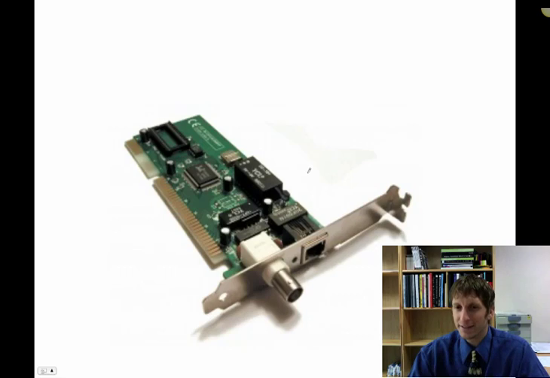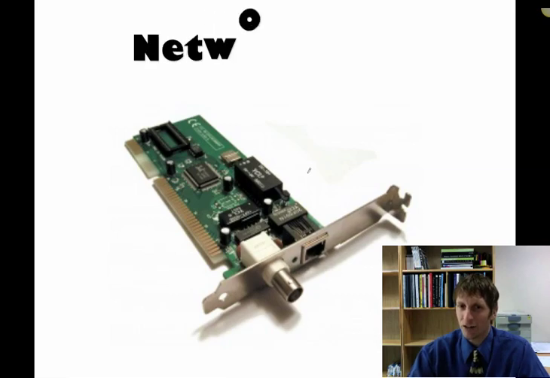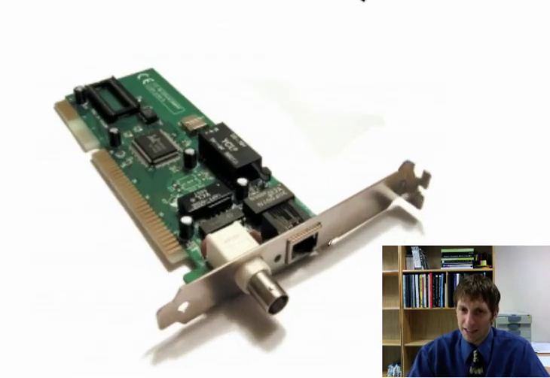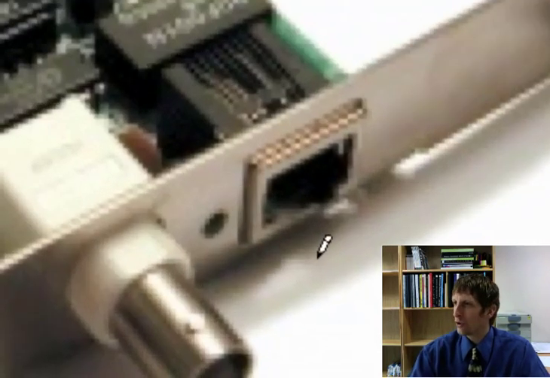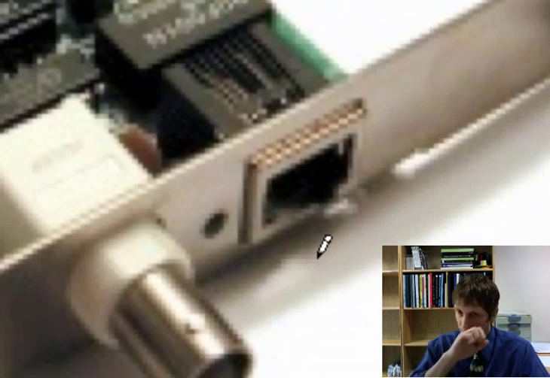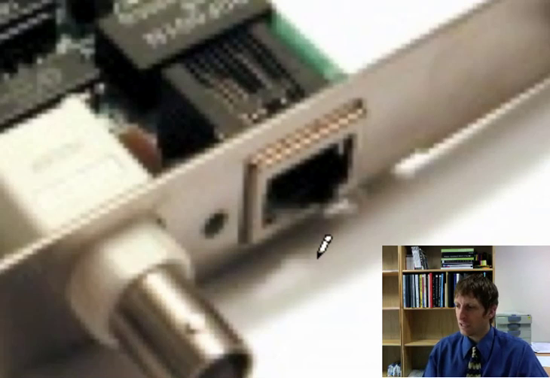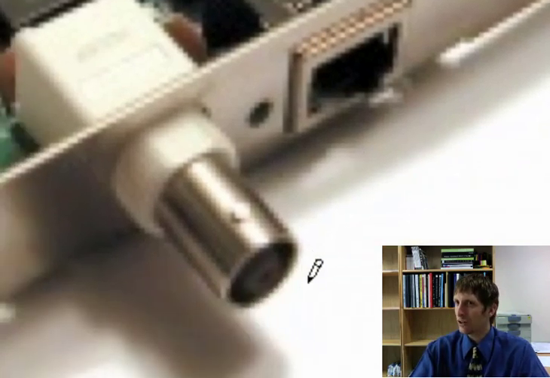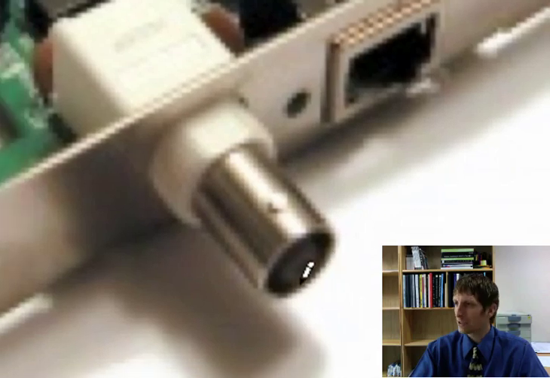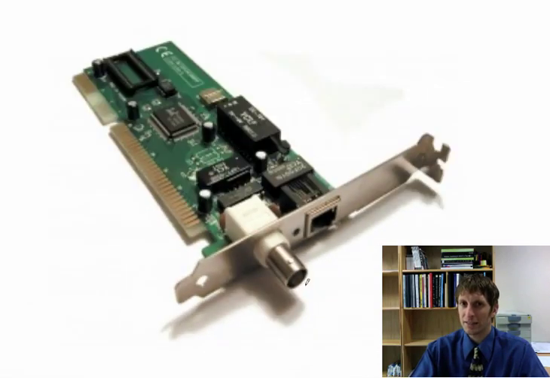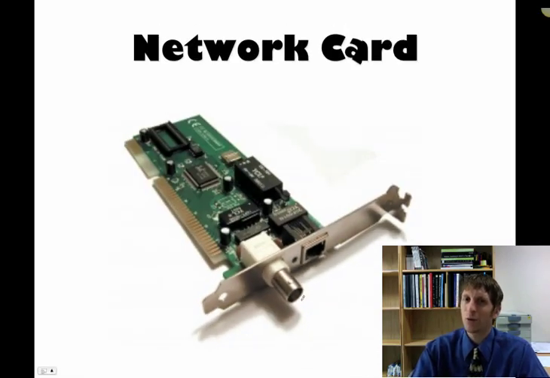What is this? There's a chip on it, but it's actually a network card. What you should look at is this right here. Most of you guys have internet through your internet service provider. You plug that cord in here. Some people use a cable modem to connect to the internet, and they use this coaxial cable. So that's a network card.